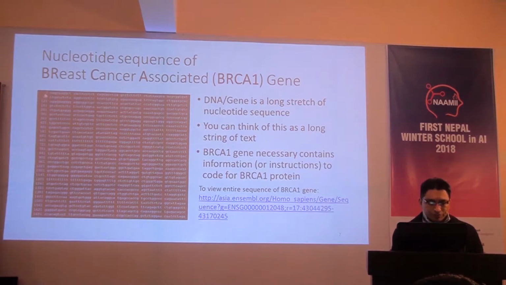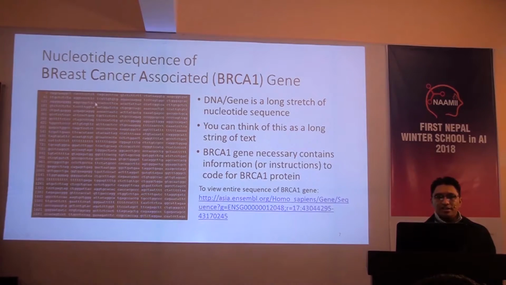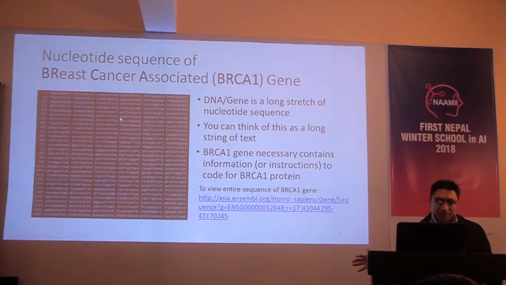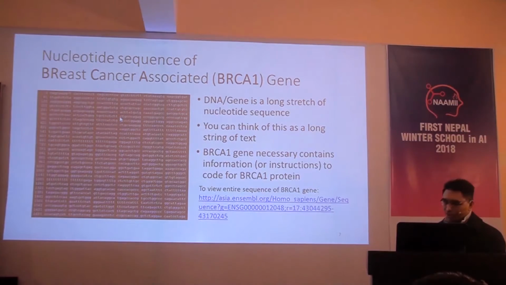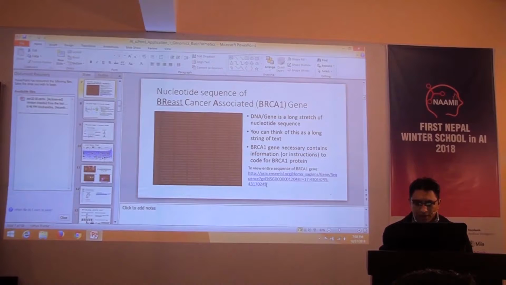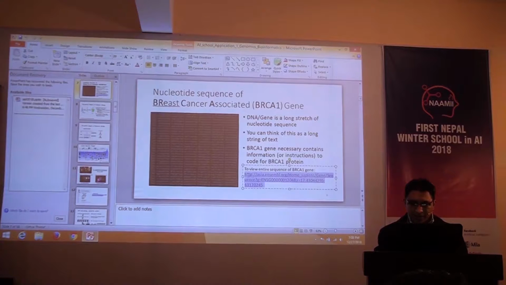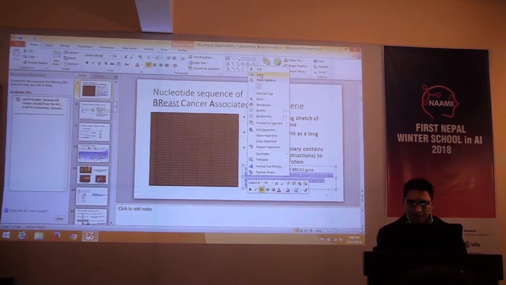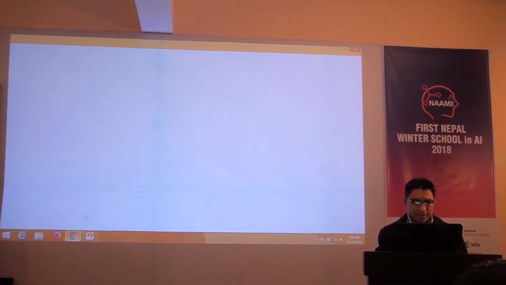The sequence of the genes has different combinations of A's, T's, C's, and G's. From a computer science perspective, this is a very long stretch of text characters, a very long string, right? If we follow this link, all this information is present in databases. I just want to give you a rough idea of what a gene really looks like.